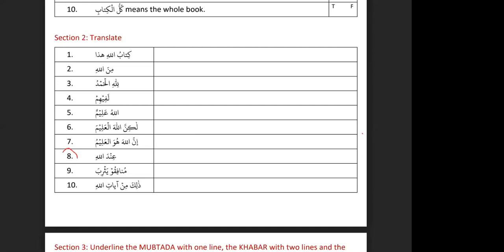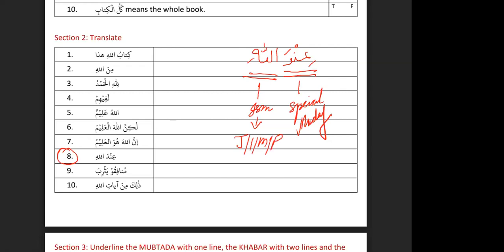Number 8. Indallahi. Okay, let's analyze inda. What is inda? Special mudaf of time and space. And then this Allah becomes an ism jar, a jar coming after a mudaf, so it will be mudaf ilayhi. So this is an idafa fragment.